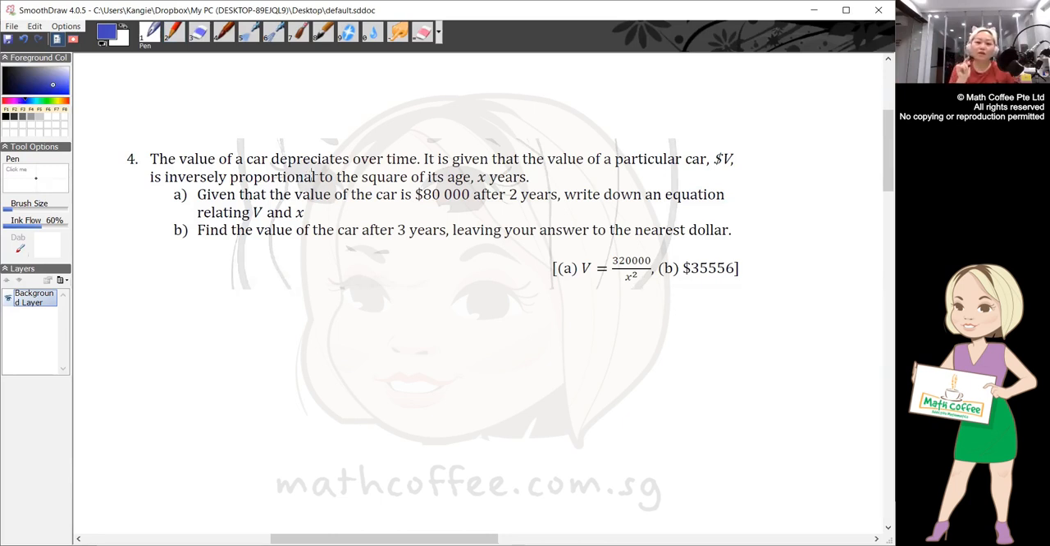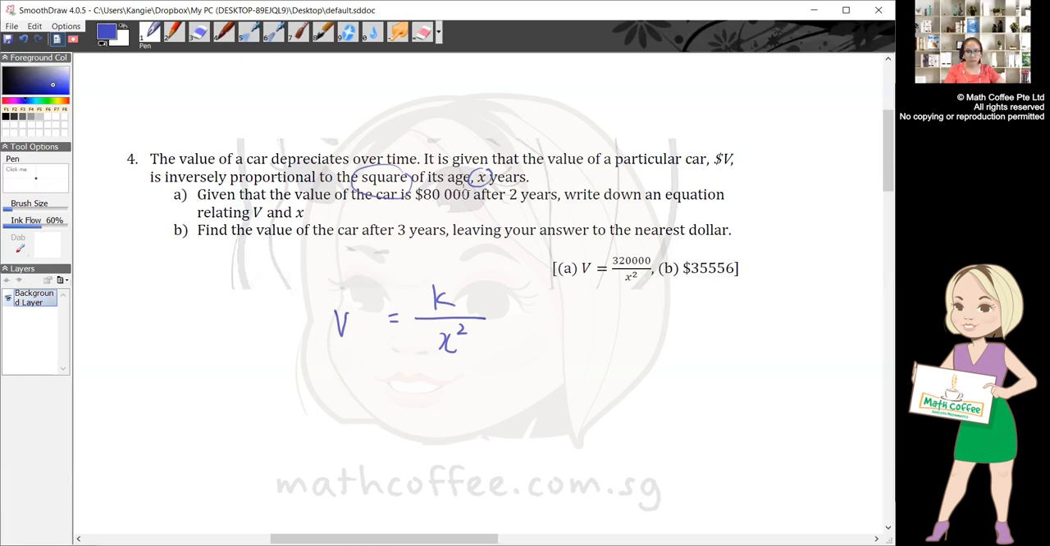It is given that the value of the car V is inversely proportional to the square of its age x. So I'm going to put V is equal to K over the square of its age, so that means it's x squared. So again, this is my partial formula. It's not complete yet. Why? Because you haven't found out what is the K. After that, they give you some information.